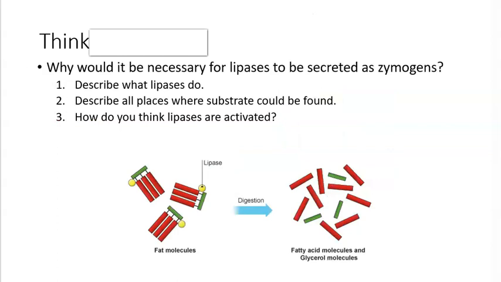So why do you think those compounds would be released as zymogens? Why wouldn't they just be released as active enzymes from our cells? I would like you to think about what lipases do. Where are lipases found? And how do you think they're activated in the stomach?